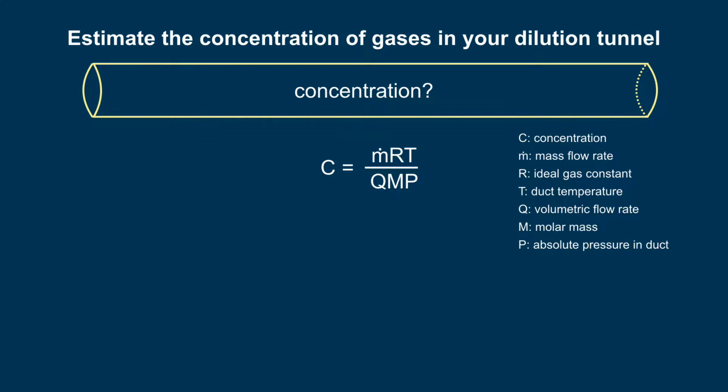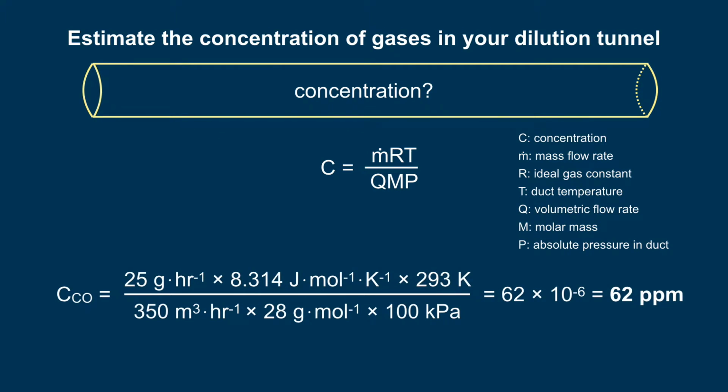For example, we can estimate the duct concentration for a cookstove that will emit about 25 grams per hour of carbon monoxide. Using our lab's duct flow rate of roughly 350 cubic meters per hour sampled at 20 degrees Celsius and sea level pressure, we find that the duct will contain roughly 62 parts per million of carbon monoxide.